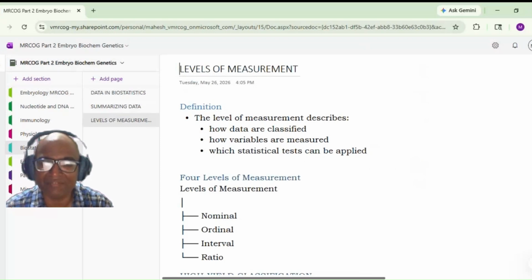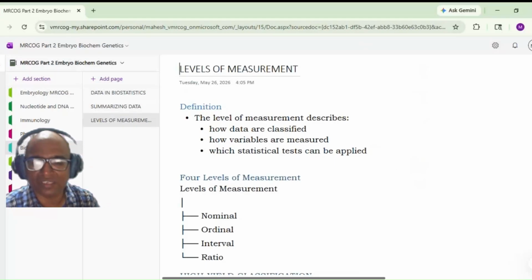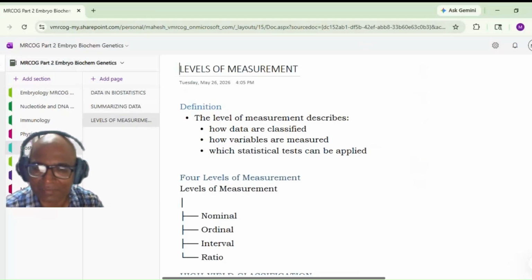Okay, so what exactly we are going to do for measurement, how we are going to classify, that we are going to discuss today. And ultimately, once you collect the data, you have to apply some statistical test also, and that will depend upon what type of data you have, what type of variable you are dealing with.